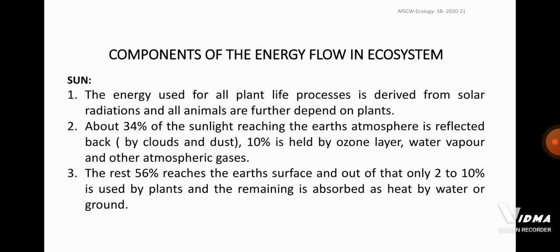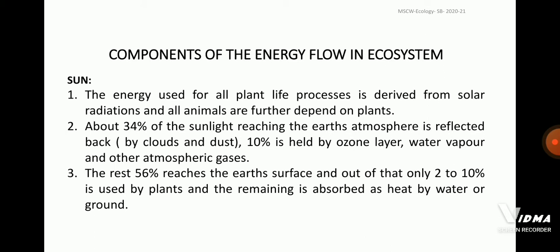About 34% of the sunlight reaching the Earth's atmosphere is reflected back, and 10% is held by the ozone layer, water vapor and other atmospheric gases, while the rest 56% reaches the Earth's surface, and out of that only 2 to 10% is used by plants, and the remaining is absorbed as heat by water or ground.